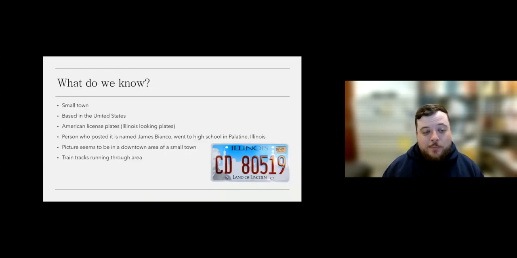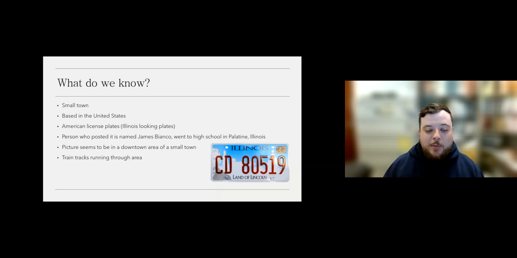Okay. So, what have we figured out so far? We know it's probably in a small town, right? We know it's probably based in the United States. We know that since it's in the United States, there'd be an American license plate. It has vaguely Illinois looking plates based on the color. I would know that it's an Illinois looking plate just by looking at it because I've seen them all my life. We know the person who posted it, me, James Bianco. We know where I went to high school, which is in Palatine, Illinois, right?